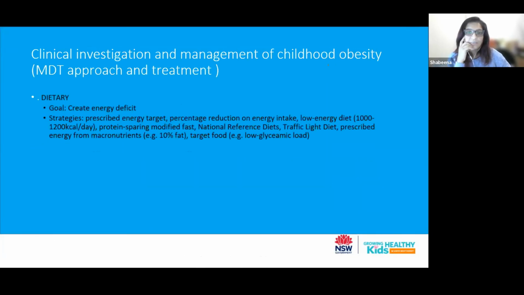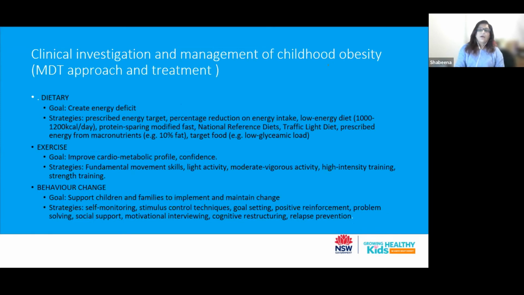So again, we try to have an energy deficit. Our excellent dietitians work with the parents to give them a really good meal plan towards this. The idea is that they have a low energy diet, which is about 1,000 to 1,200 kilocalories per day. We try to go with a protein sparing modified fast, and sometimes traffic light diets, like these are good foods, these are foods that you should be trying to avoid. And with exercise, we say we need to improve your cardiometabolic profile. We need to get you to have more endurance. And we start slow again, and we don't want to push them out of the interest of doing exercise.